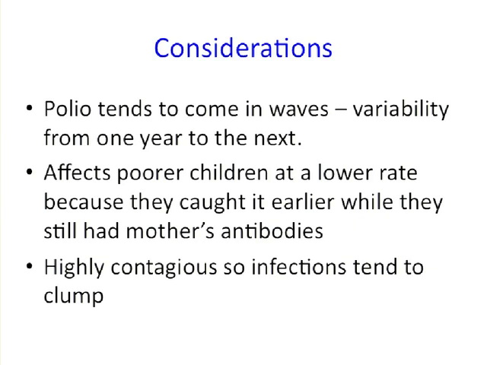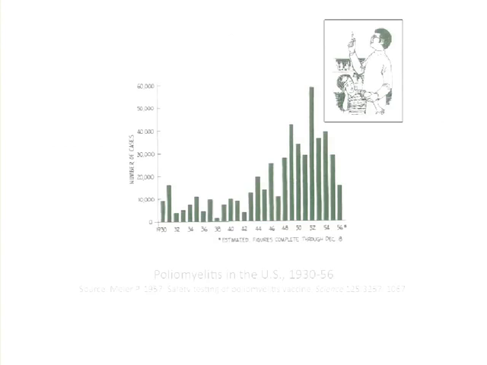It's also, as I've mentioned already, highly contagious, and so the infections of polio tended to clump. And here's the data dating back from 1930 of the number of cases of polio from 1930 to 1956. And so you can see, although in general it's on the rise, there are dips and little rises and dips as we go along.